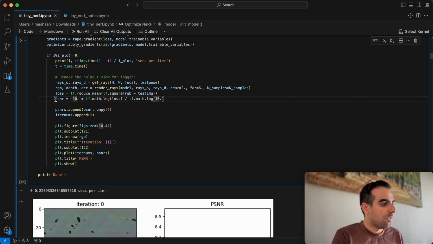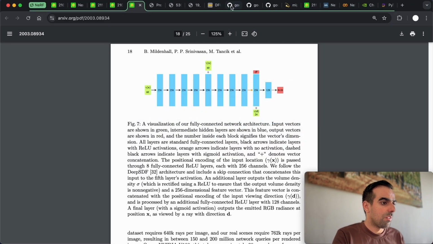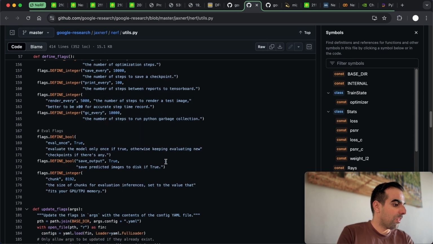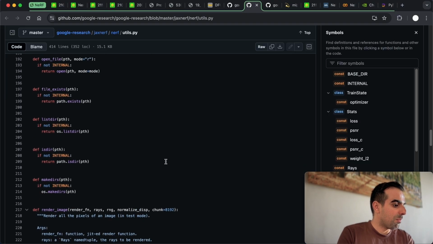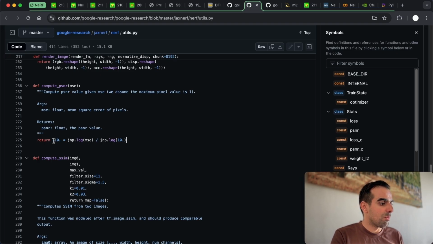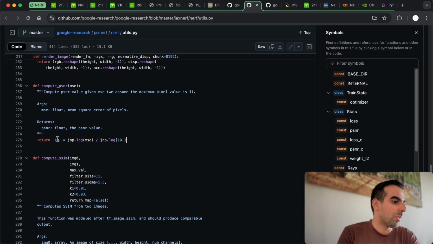So here, how is it implemented in Tiny NeRF and in the JAX implementation? You can go to the utilities and look for the function that computes the PSNR. Here, it returns the same formula with JAX and NumPy data types. It computes the PSNR value given the MSE. We assume the maximum pixel value is 1. So this is the assumption that removes the entire term from the equation.